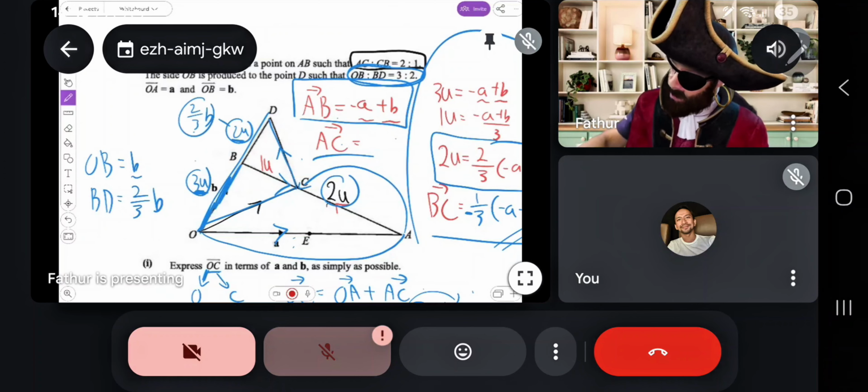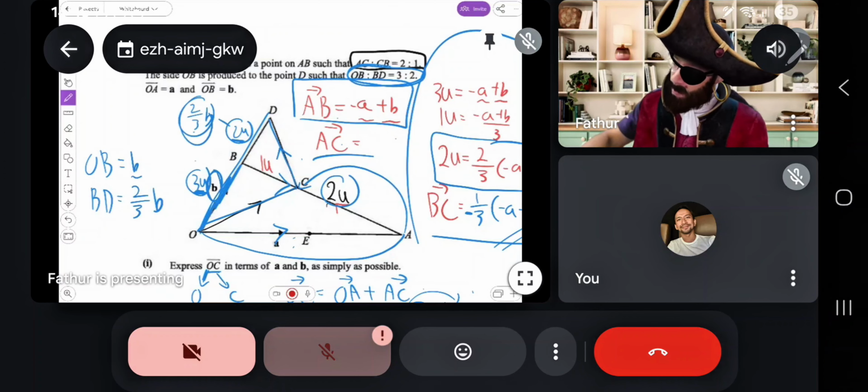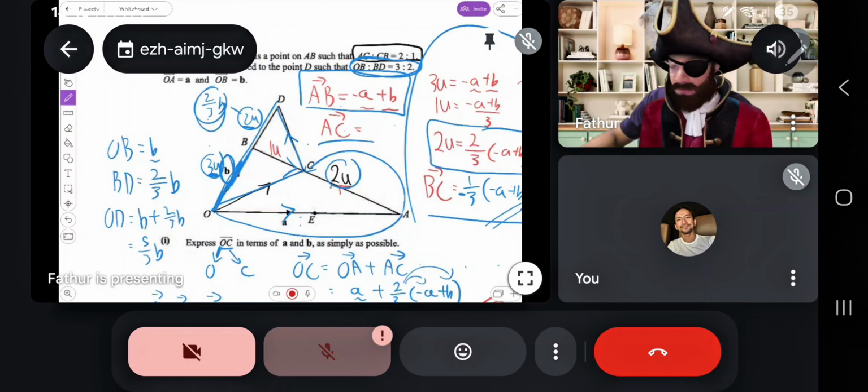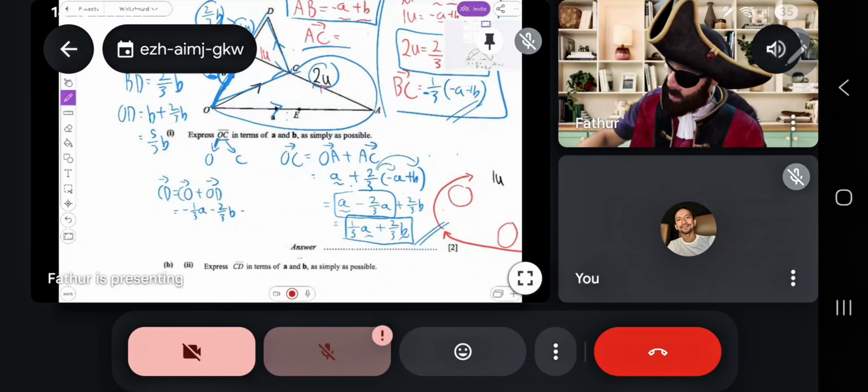If you add them up together, 2/3 B plus B, so OD, you get B plus 2 over 3B. Then you get 5 over 3B, because B is one whole. One whole is 3 over 3. So 3 over 3 plus 2 over 3, you will get 5 over 3. So OD is plus 5 over 3B.